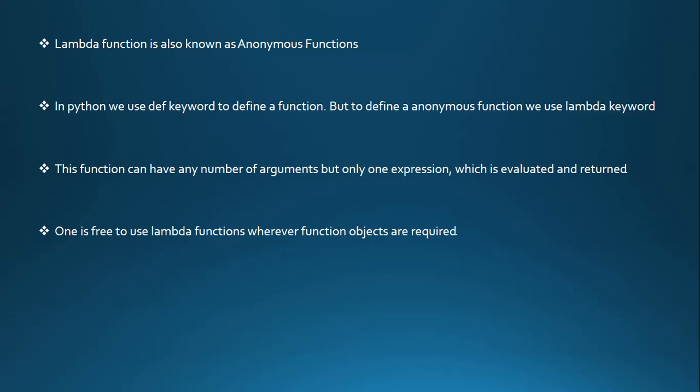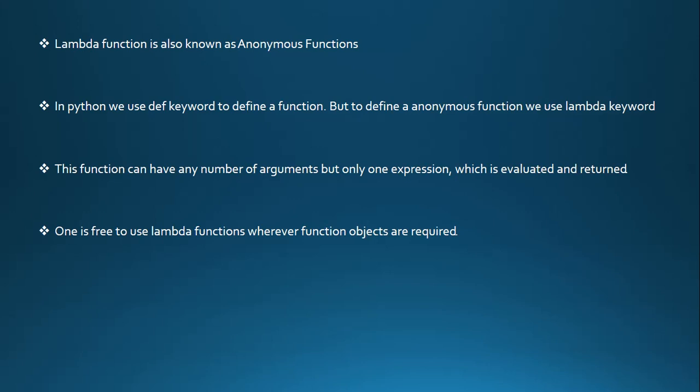In Python we use the def keyword to define a function, but to define an anonymous function we use the lambda keyword. There is actually no need to define or create an actual function when we use the lambda function or anonymous function. This function can have any number of arguments but only one expression which is evaluated and returned.